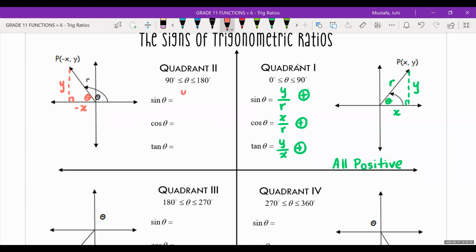So let's figure out sine, cos, and tan theta. Sine theta would be Y over R, so it would be a positive value. Cos theta would be negative x over r, so it would be a negative value. And tan theta would be y over negative x, and it would be a negative value. So in quadrant 2, what is the only thing that's positive? Sine, cos, or tan? Yeah, so we're just going to write down sine, positive.